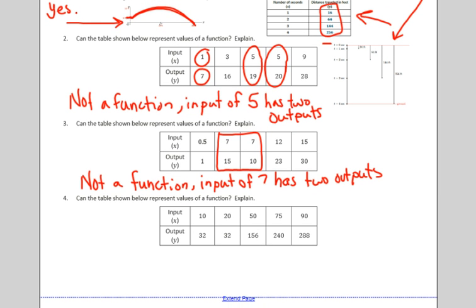Number 4, can the table below represent values of functions? If you notice, the outputs are repeated, but not the inputs. 10, 20, 50, 75, 90. So there is no x value that repeats, so that's okay. It's possible that I could input 10 and get 32, and it's possible I could put in 20 and get 32, but I can't put in 10 twice and get 2 different values. So this is okay. Yes. Each input has only one output.